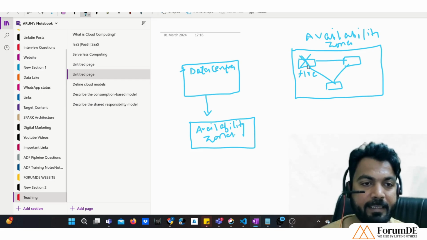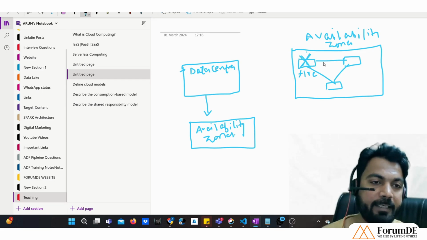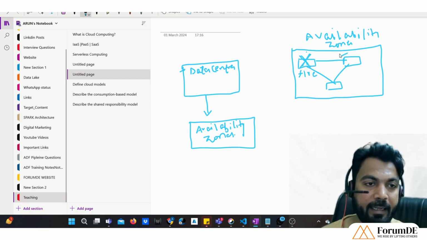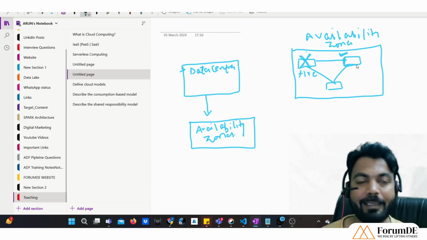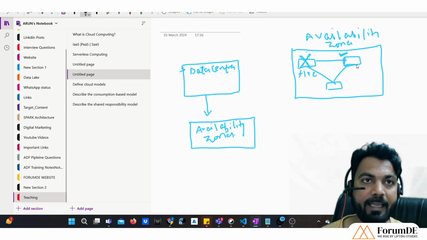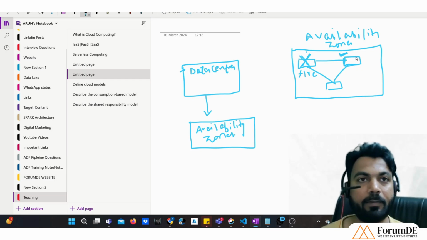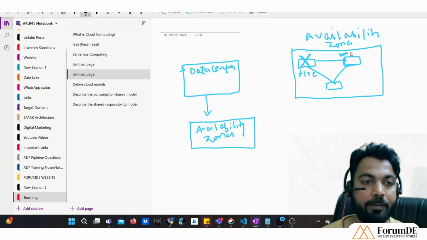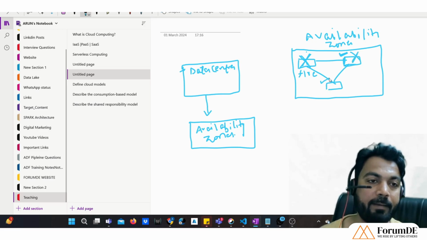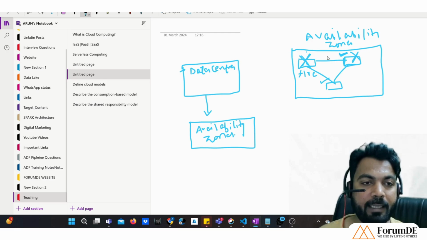If this fails immediately, my application will not be impacted, and I will immediately be redirected to this data center automatically, and I can start using this data center for my use case. My application will not be down. If this also gets impacted, then this center will be up and running. So this is nothing but what is called availability zones.